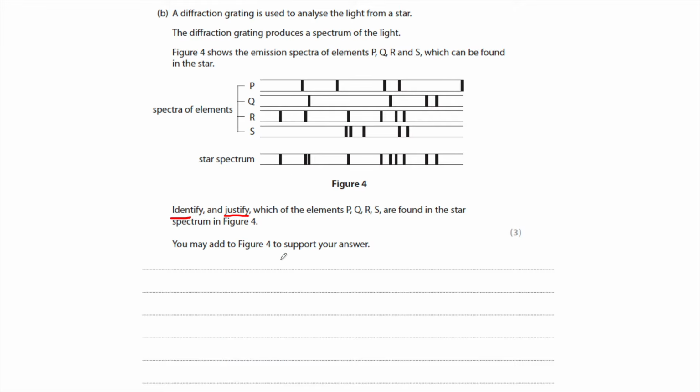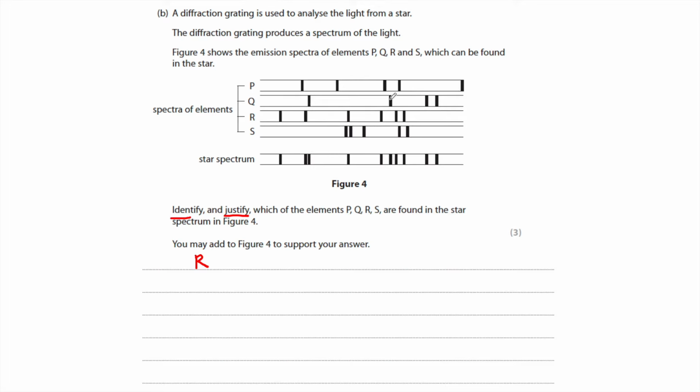So I'm not sure that is needed in this case, but first of all, we've got to identify which of the elements are in this star. So it's making sure that you match up and see the lines. You can see R, all of the lines match up. So 1 would be R. You can see P, that line is not in the spectrum. So element P is not in the star.